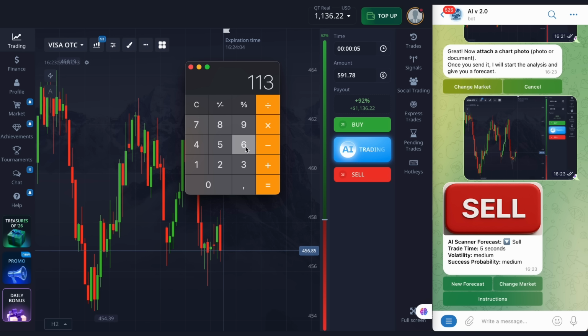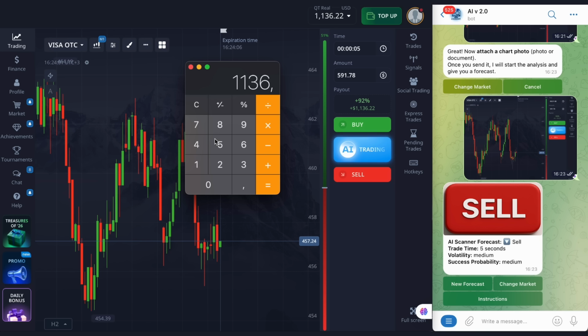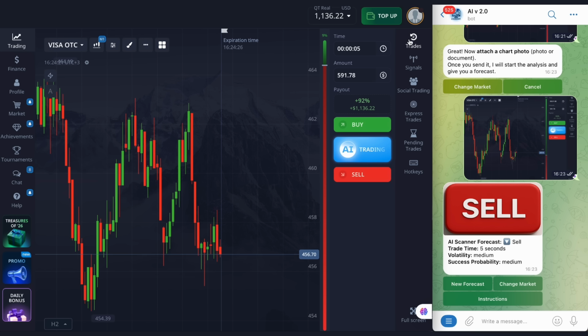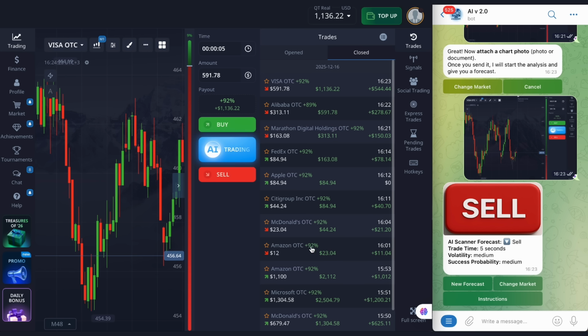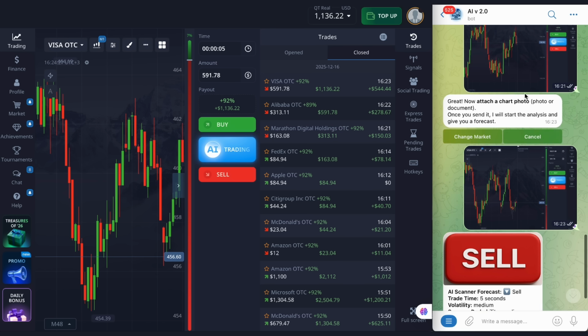Let's go ahead and subtract from a total balance, which is $1,136.22. We're gonna go ahead and subtract our initial balance, which is $12. In total today in this session, we're able to make $1,124.22 with the help of our AI screener version 2.0. As you can see, accuracy level today is 100% because we traded our trades back to back without loss from $12 to $1,136.22 using our AI screener.